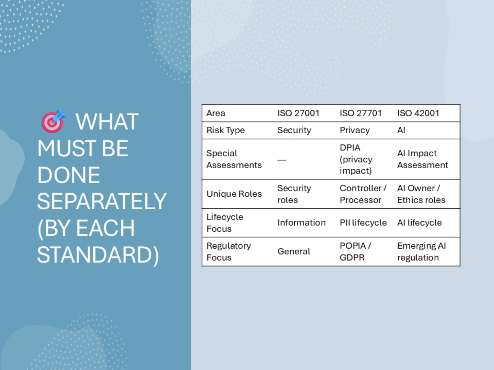Privacy requires data protection impact assessments, while AI introduces formal AI impact assessments, both of which are distinct and must be managed independently. Roles also differ. Privacy introduces controller and processor responsibilities, while AI requires roles such as model owners and ethics oversight. Each standard also brings its own lifecycle focus, from information to personal data to AI systems, as well as different regulatory expectations, including privacy laws such as POPIA and GDPR, and emerging AI regulations.